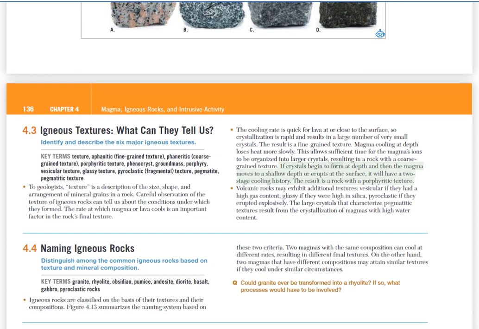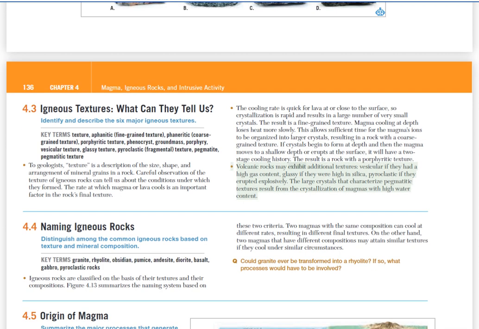If crystals begin to form at depth and then the magma moves to a shallow depth or erupts at the surface, it will have a two-stage cooling history. The result is a rock with a porphyritic texture. Volcanic rocks may exhibit additional textures: vesicular if they had a high gas content, glassy if they were high in silica, pyroclastic if they erupted explosively. The large crystals that characterize pegmatitic textures result from the crystallization of magmas with high water content.